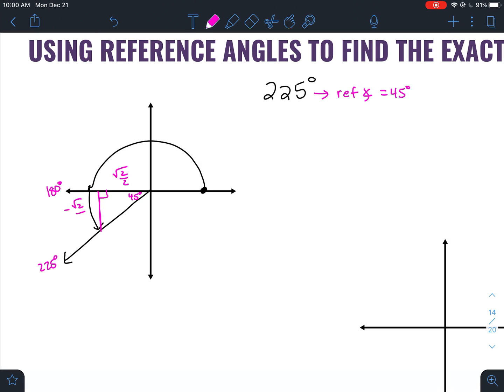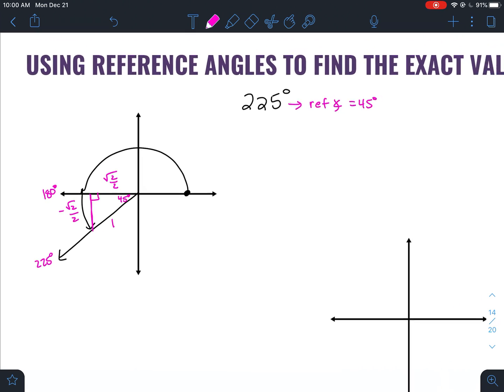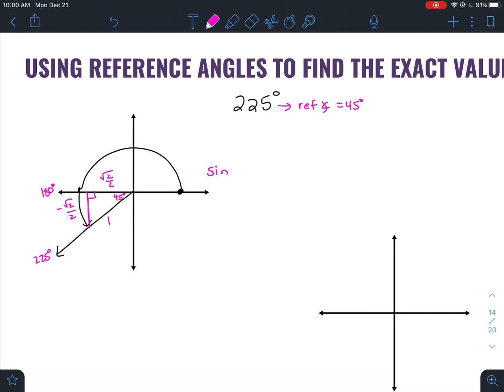So the reference angle is going to be 45 degrees for that. And so if I did my 45, I would have square root 2 over 2. This one would be negative square root 2 over 2, and this is 1. So if we wanted to find the sine of 225, it would be opposite over hypotenuse, so it would be negative root 2 over 2.